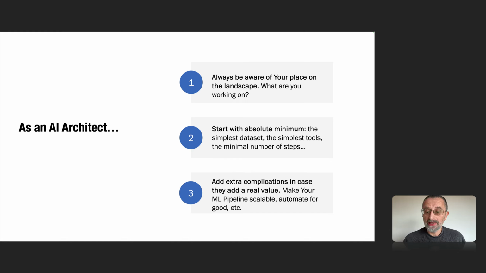Next, add extra complication only in case it adds real value. If you do not need a data lake, do not use a data lake, although it's very fashionable nowadays. Obviously, you need to make your pipeline scalable, automated, etc., but only in case it really needs that. So, do not complicate easy things. If an easy solution is fine, go for that. And then, when you need this to be developed, when you have a precise need, you will see whether it's a question of scaling, or maybe you need to add a better model because your model does not meet the business requirements, whatever.